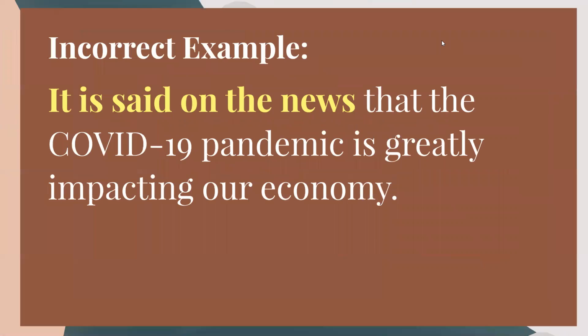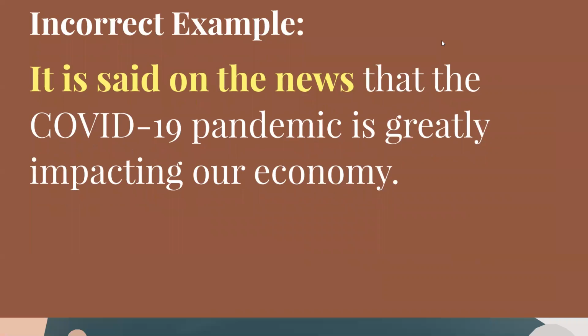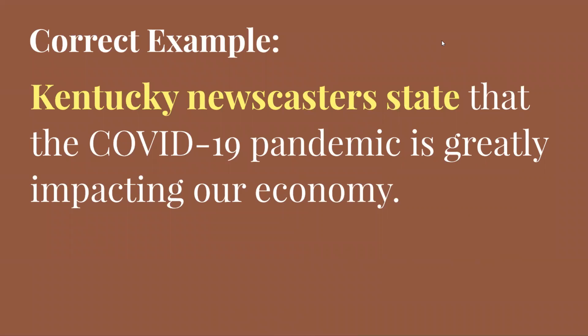An example that we can look at here is the incorrect example, which reads, it is said on the news that the COVID-19 pandemic is greatly impacting our economy. When we use the words it is said, our audience is left questioning who said this. Our correct example, which reads, Kentucky newscasters state that the COVID-19 pandemic is greatly impacting our economy, provides our readers with clarity that the Kentucky newscasters said this. So we know who and where this took place, and that provides our audience with that clarity.